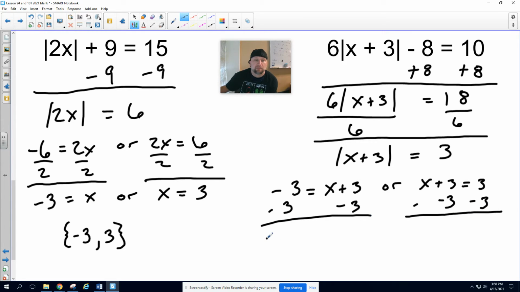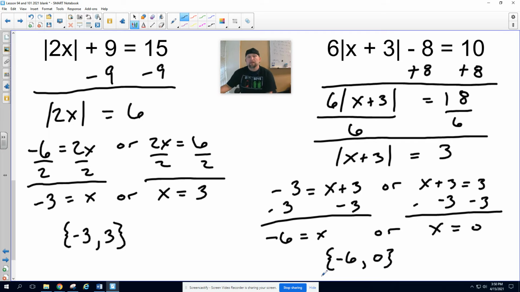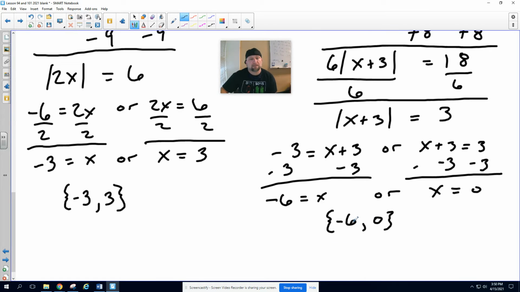And that leaves us with negative 6 equals x, or x equals 0. And so now our solution set here is negative 6, comma 0. So this is actually the first example that we've had so far where our solution set was not the same number twice, like negative 3 and 3. So be careful of that. Don't automatically assume it's going to be negative 6 and 6.